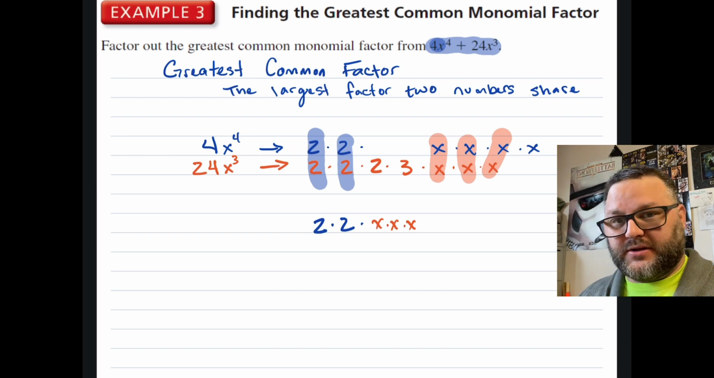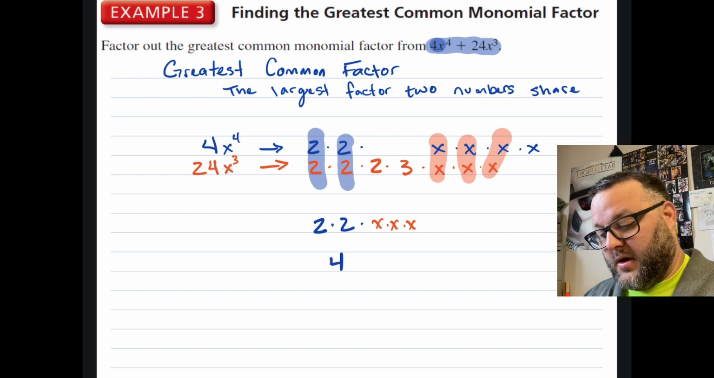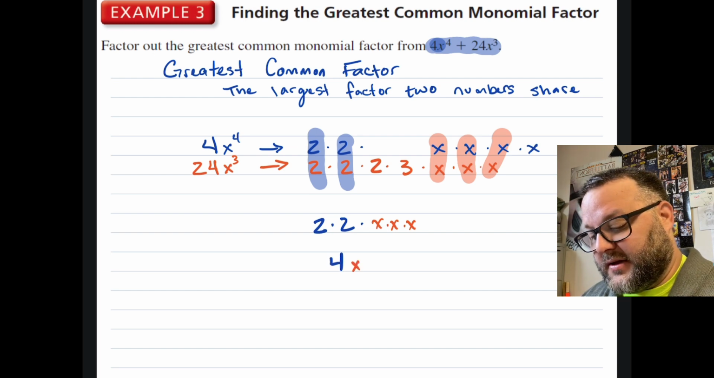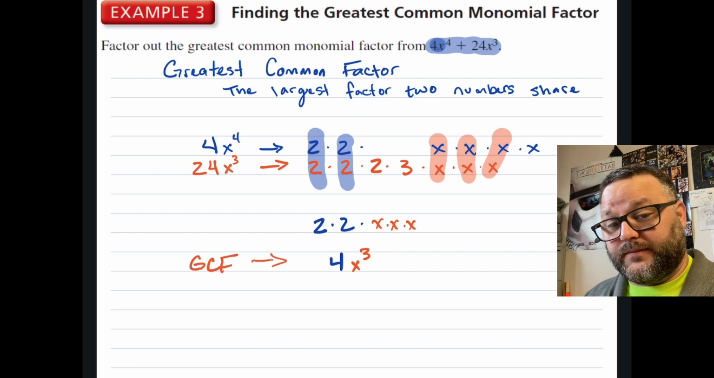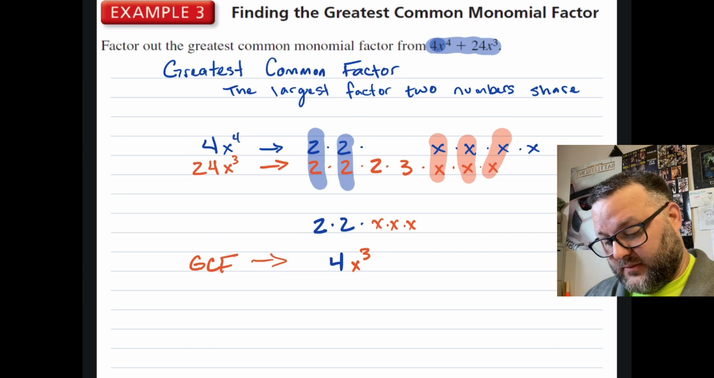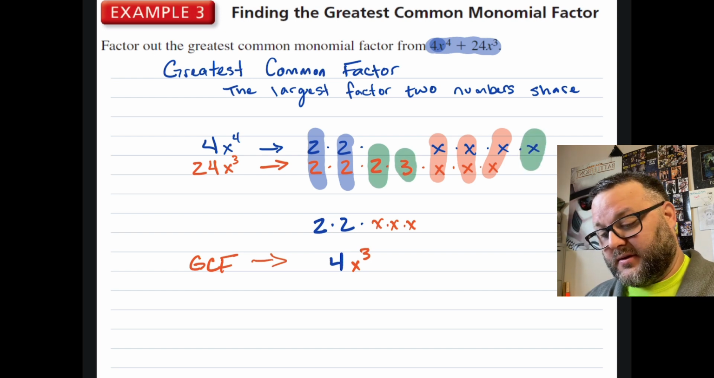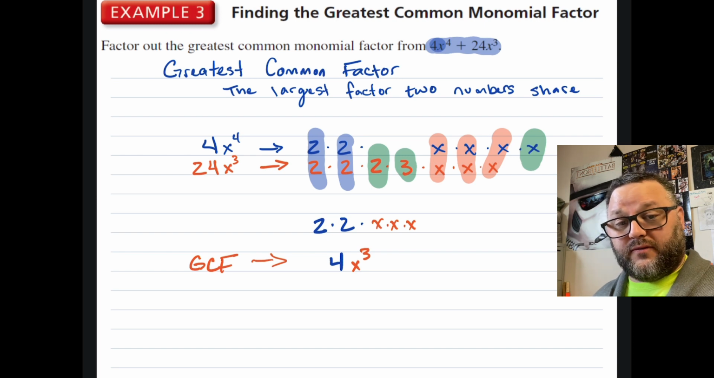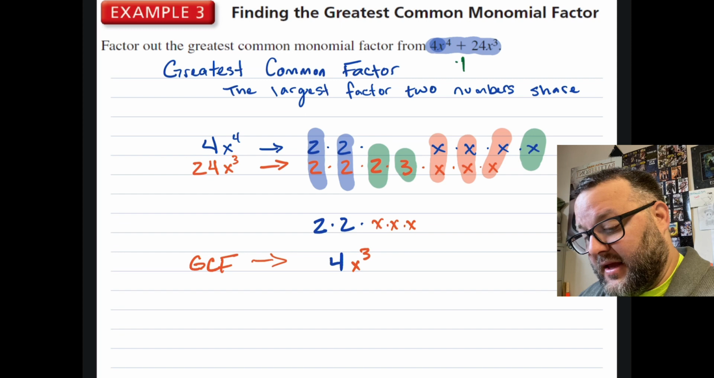So to simplify it, I just do the multiplication I see. 2 times 2 is 4. x times x times x is x cubed. And this right here is our greatest common factor. What it's done now is it has left this 2 and the 3 and this individual x out of our greatest common factor, which means we need to put them back in as our original.